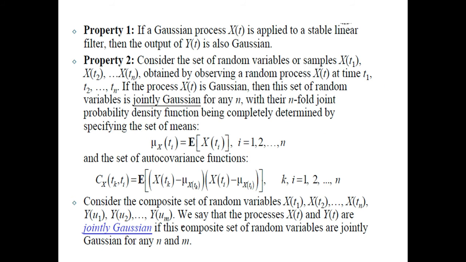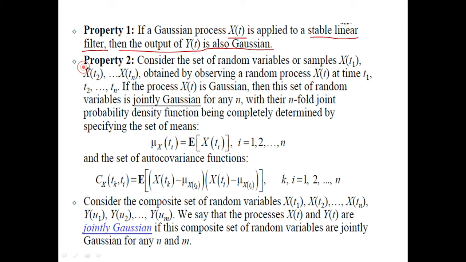Then, there are n number of properties for the Gaussian process. The first property is that if the Gaussian process x of t is applied to a stable linear filter, then the output y of t is also Gaussian. Means x of t is one event, y of t is another event, x of t is the input of the stable linear filter, and y of t is the output of the linear filter, which is in the form of a Gaussian.